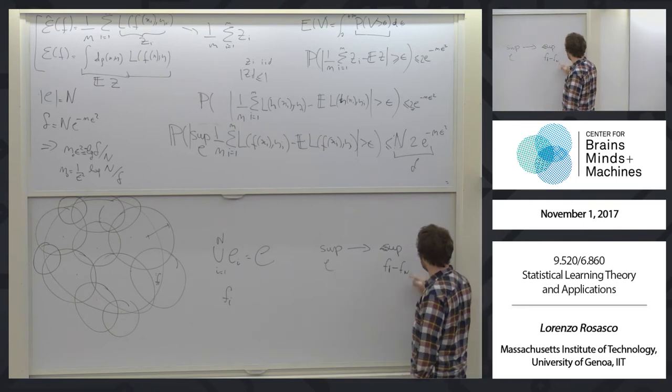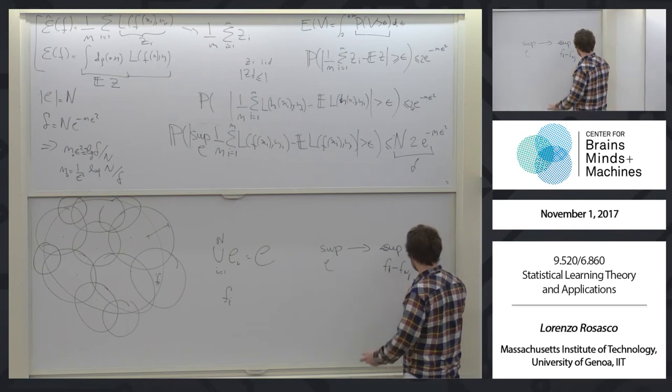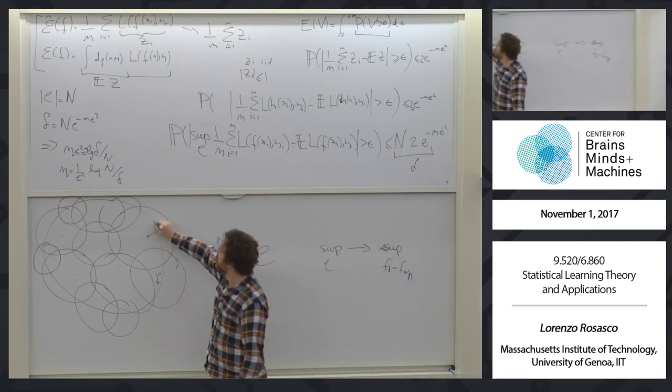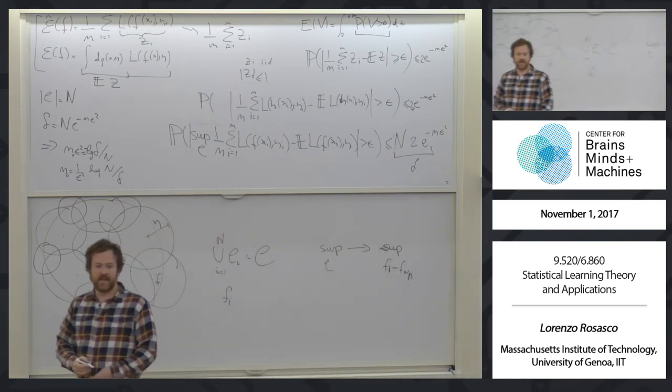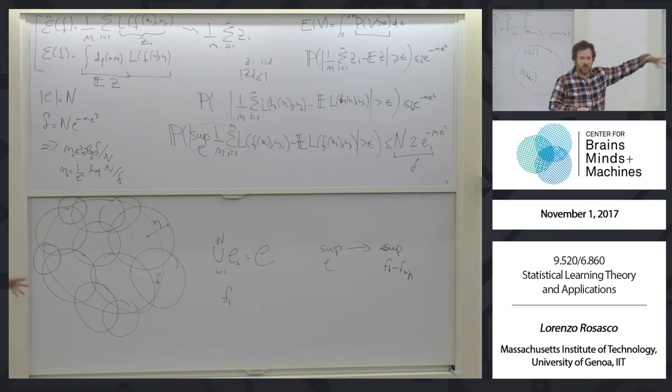Okay. If I call the radius of this ball eta, what I'm going to expect is that if I make the radius smaller, I'm going to get more balls, right? But that's fine. You can just work this out and you get the result.